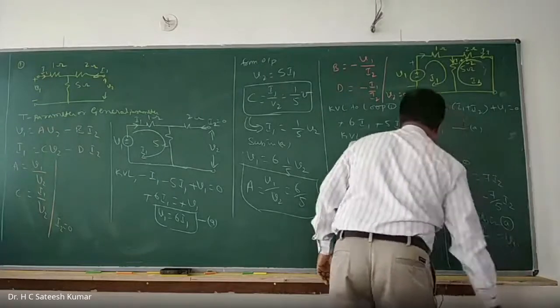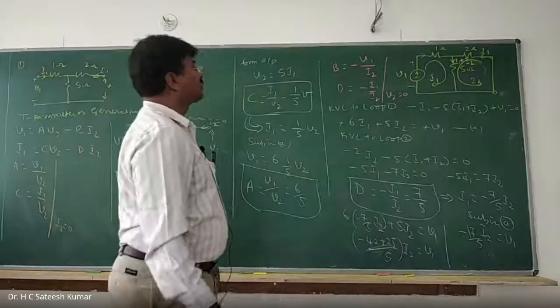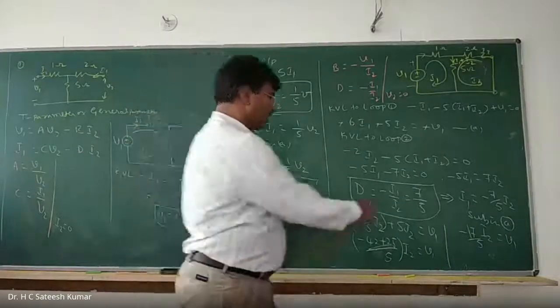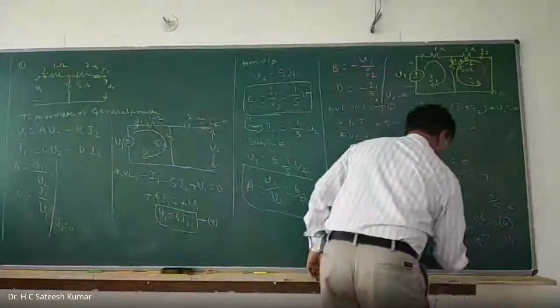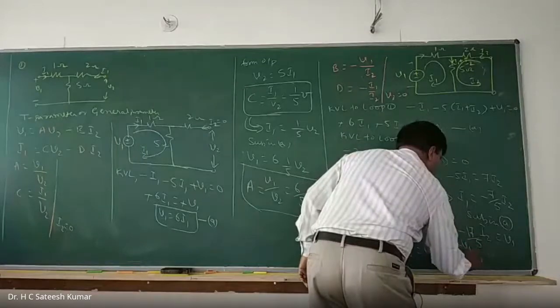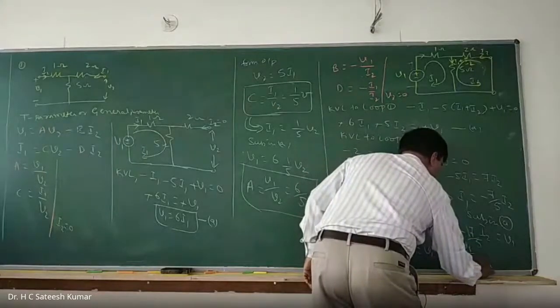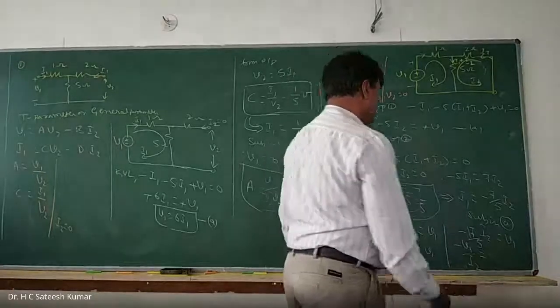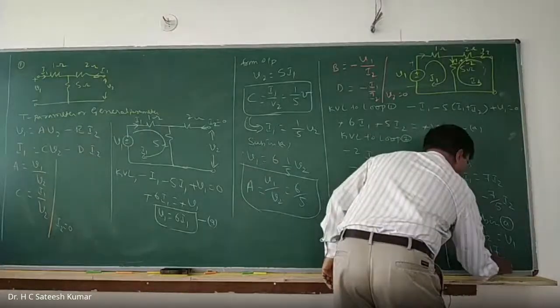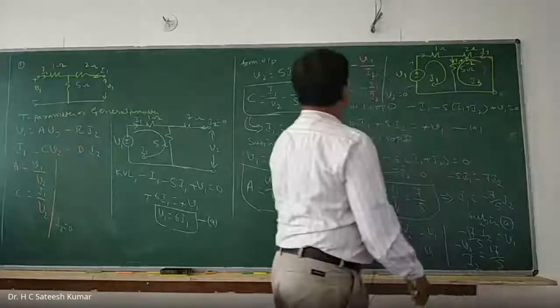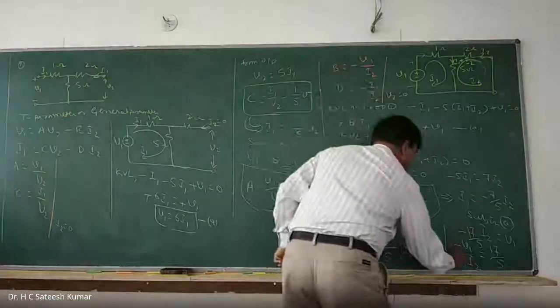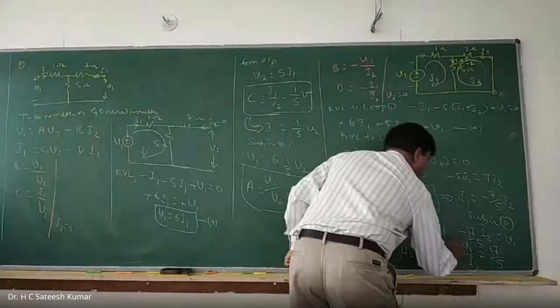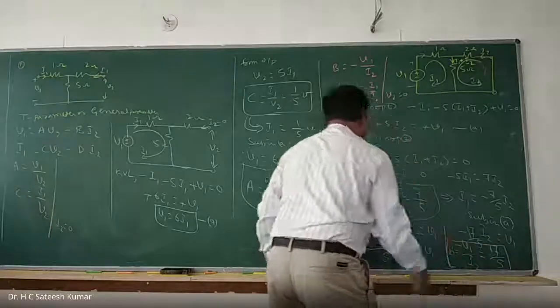Check what you want. I want minus V1 by I2. Transfer I2 to this side. Minus V1 by I2 is equal to 17 by 5. That is minus V1 by I2, which is what? B. That's how we should find out the A, B, C, D parameters.